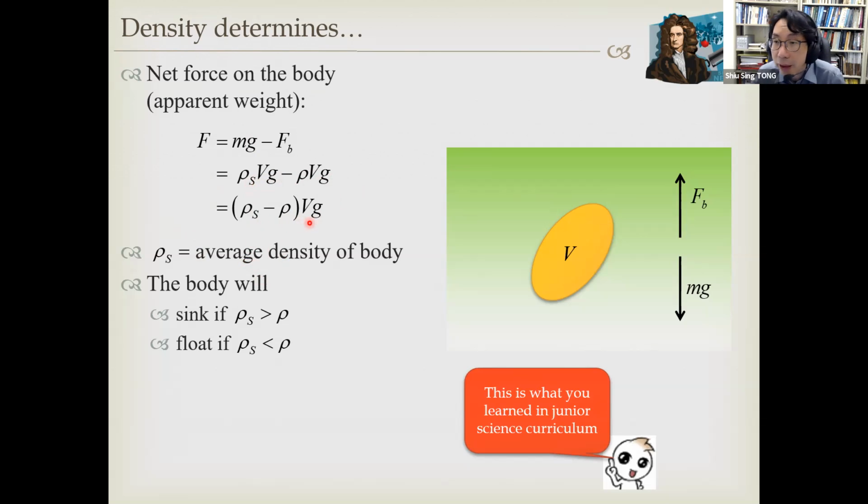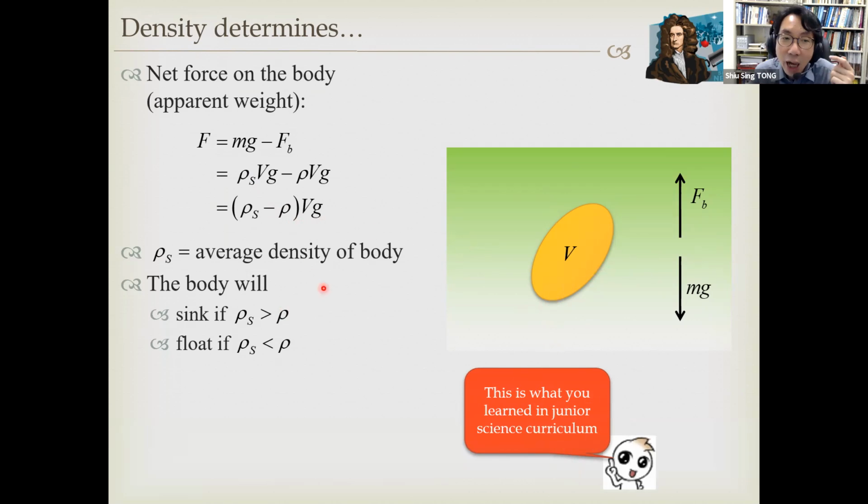Now you can see from this equation that if I have rho s larger than rho, if the density of the body is larger than the density of the fluid, then the net force will be what? Will be in what direction? Will be in the downward direction. I take downward as positive, right? If it's in the downward direction, that means the body will sink. Okay, will sink, and that is commonly observed. That is what you learn in high school curriculum, right? If the average density of the body is larger than the density of water, then the body will sink in water.